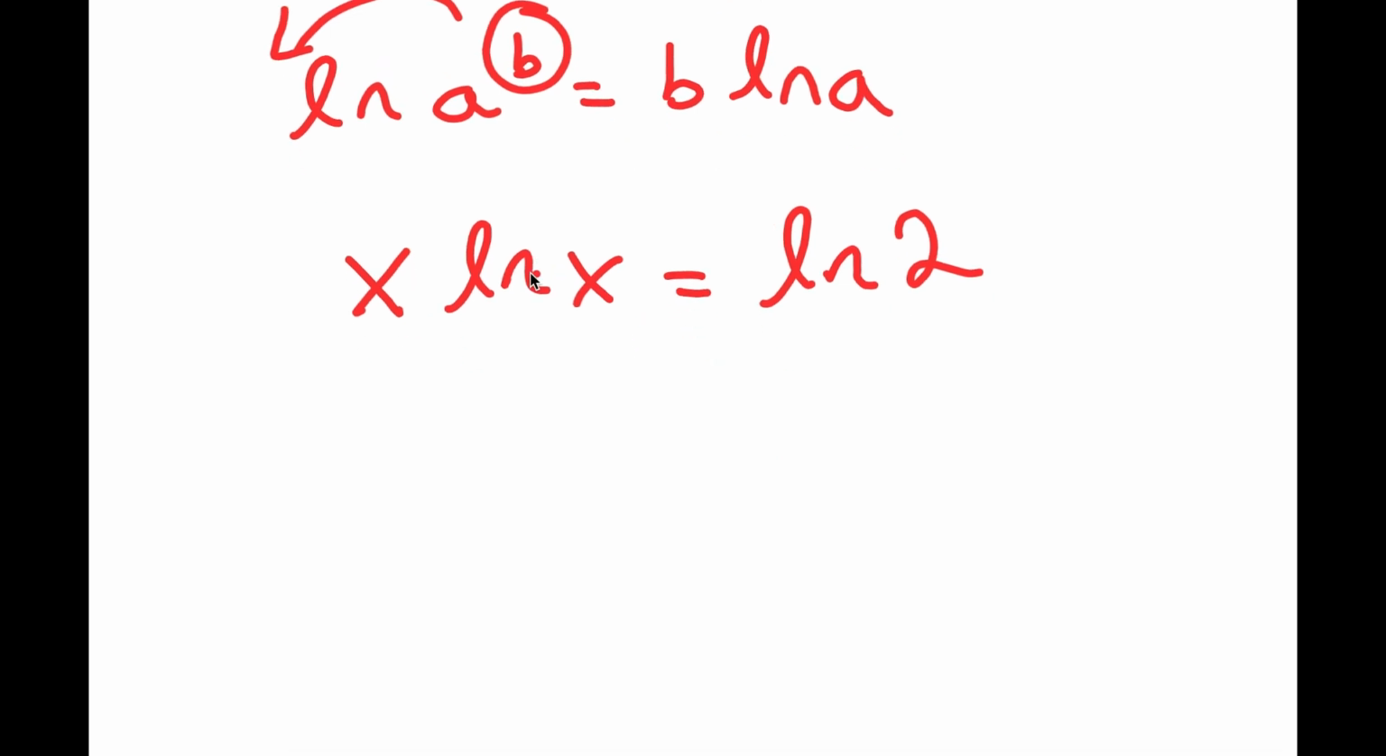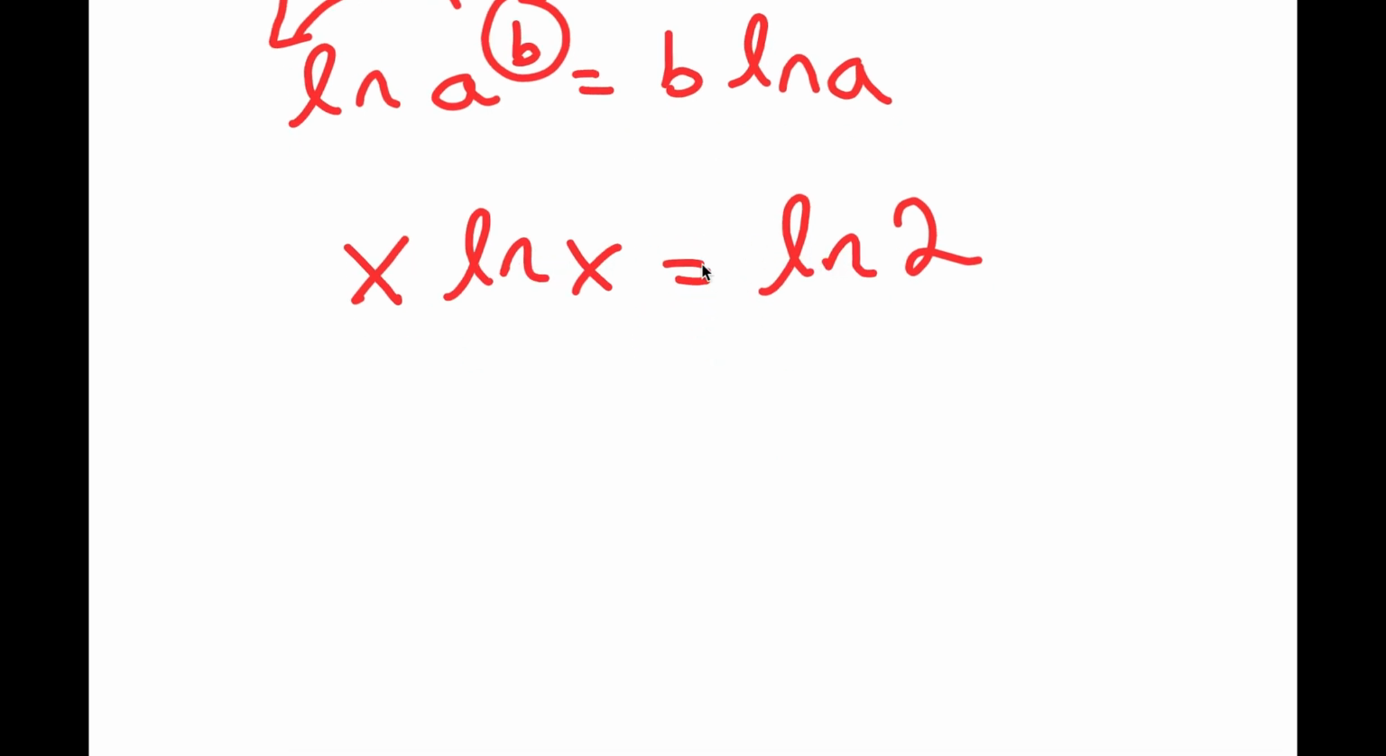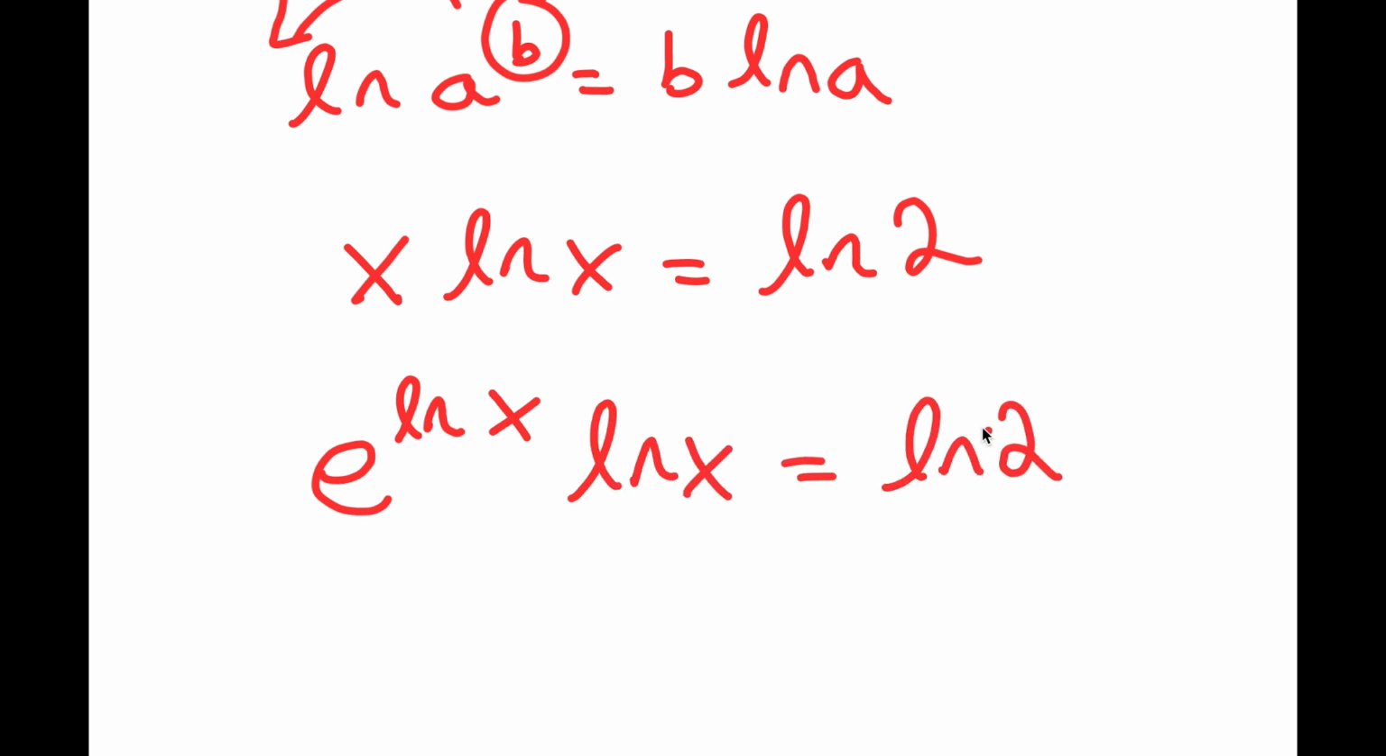Now from here, it gets a little more complicated to solve this, because I will be needing to use something known as the W Lambert function, but more on that later. So x, what I'm going to do is rewrite this as e to the power of ln x. And if I have something in the form e to the power of ln of any number, it's just going to be equal to that number. So I have e to the power of ln x times ln x is equal to ln 2.